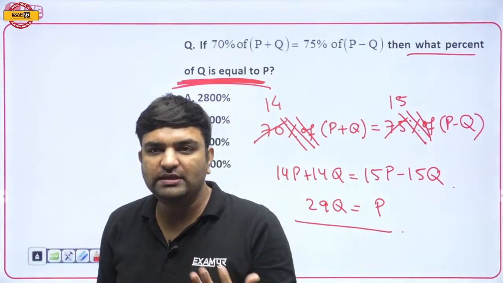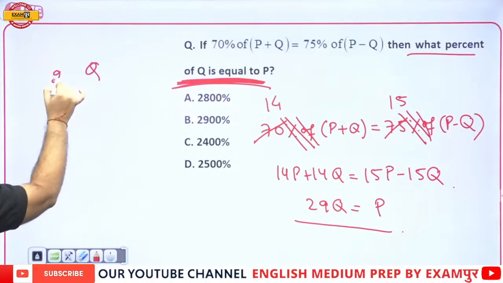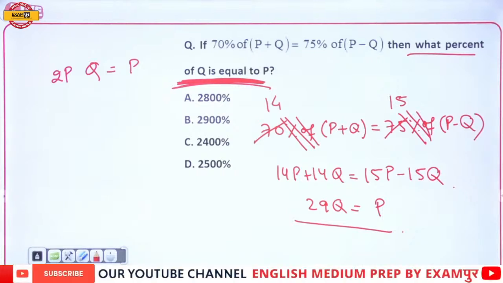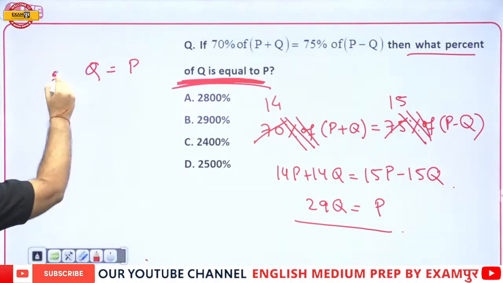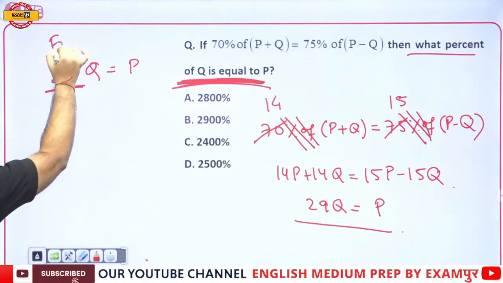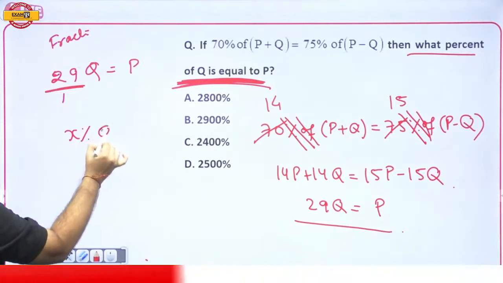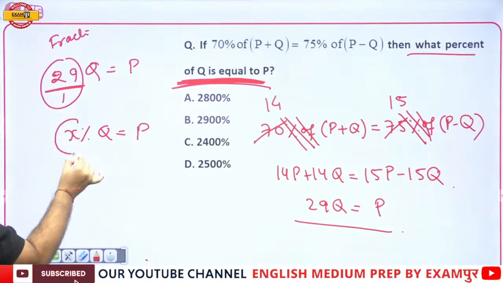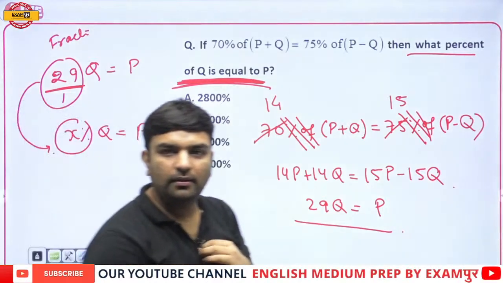What percentage of Q is equal to P? Okay. Guys, this is 29. Just listen to me very carefully. 29 is a fraction. Like X percent of Q is equal to P. Now, this is a fraction. I want to convert it into percentage. What needs to be done?